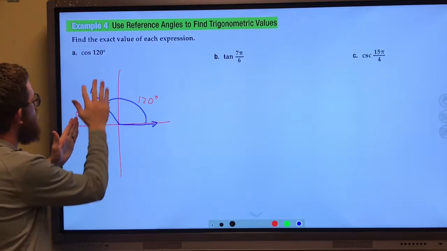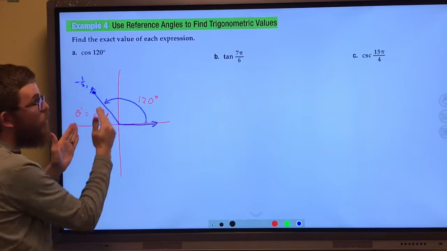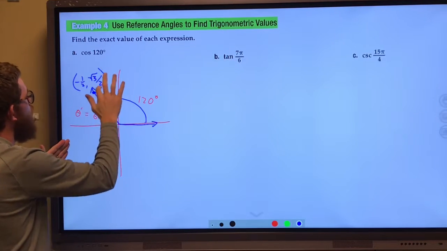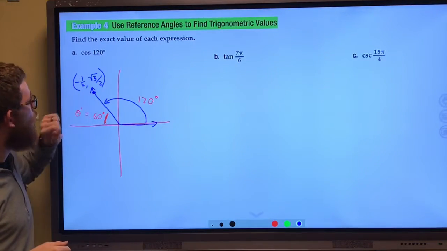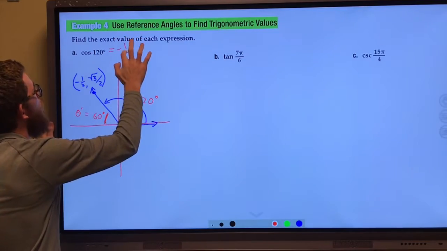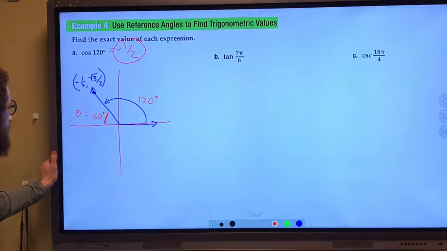Right there, we would be over a half as our x-coordinate, and we would be going up square root of 3 over 2. Cosine would be our x value, so this would be -1/2. It's that simple right there.